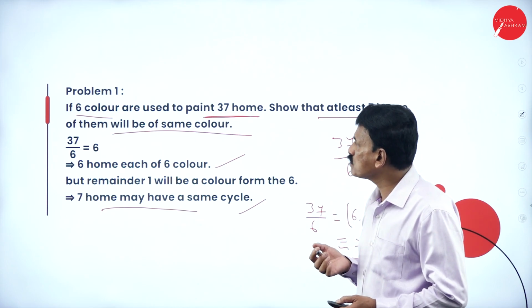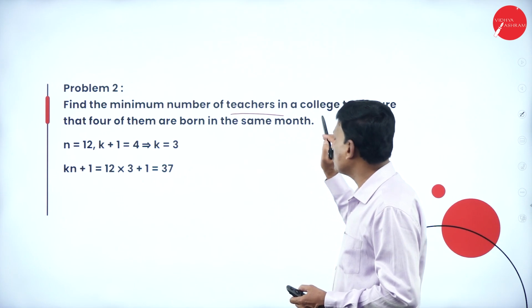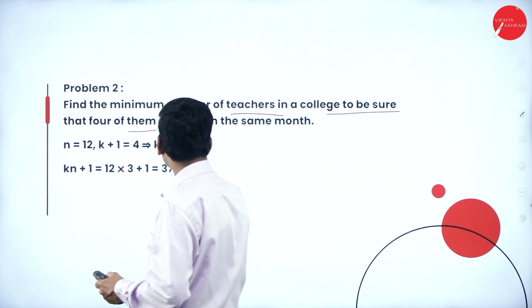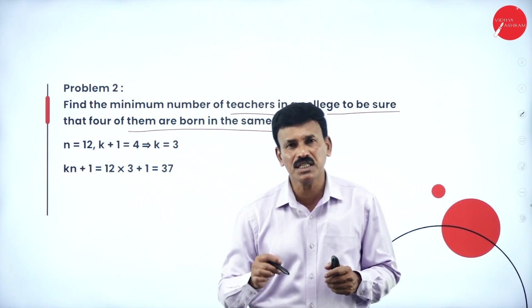Now let us come to the next problem. Find the minimum number of teachers in a college to be sure that 4 of them are born in the same month.